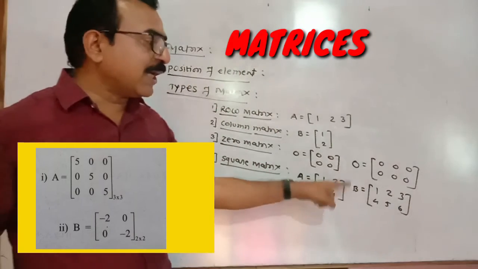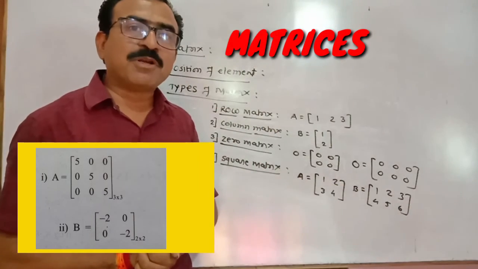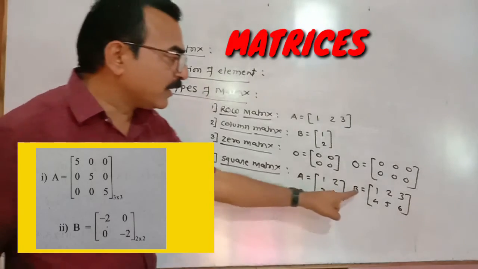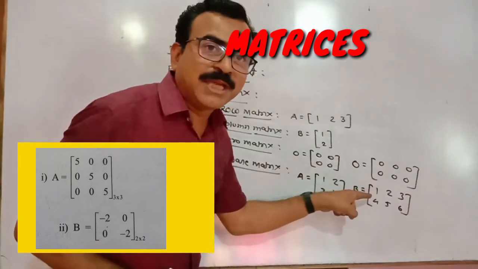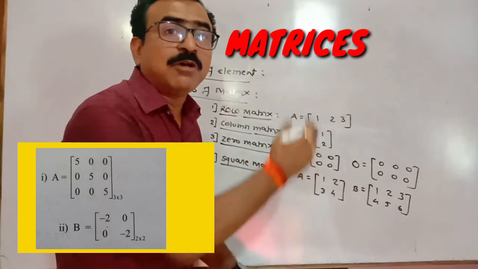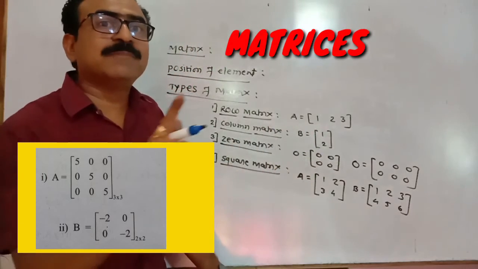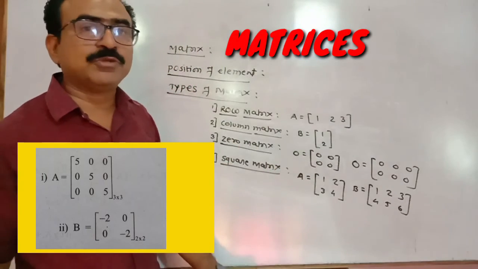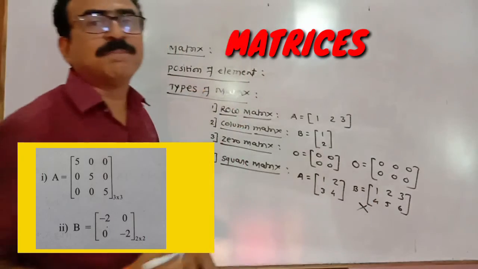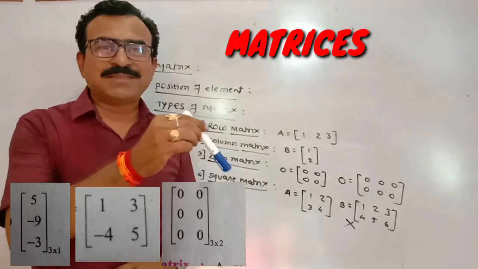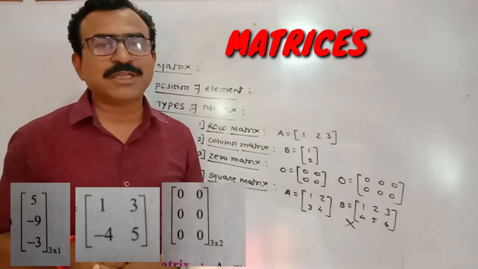So friend, can you say that B is an example of square matrix? No. Very good. Because this matrix B has 2 rows but it has 3 columns. Means here the number of rows and number of columns are different, and because of that you cannot say that this is an example of square matrix. Understood? So friend, some examples are displayed on your mobile screen.